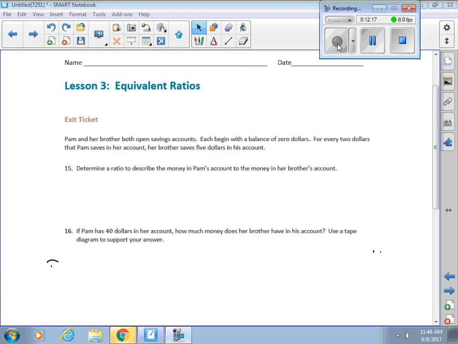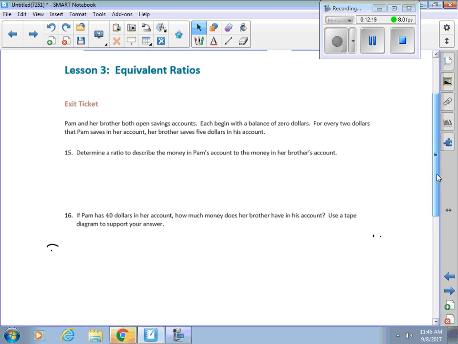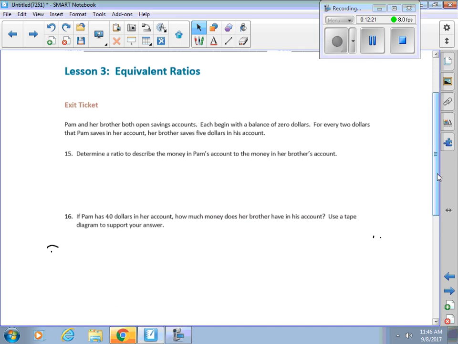We are now on lesson 3, equivalent ratios exit ticket, which is on page 7 of your module booklet. The question says, Pam and her brother both opened savings accounts. Each begins with a balance of $0. For every, that's a ratio alert. When you see the words for every, we know what is coming up next in the sentence. Ratio. Very good. So for every $2 that Pam saves, her brother saves $5.